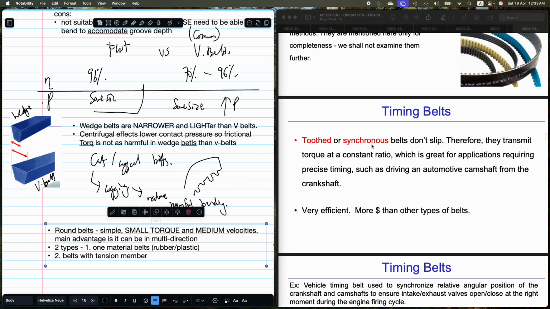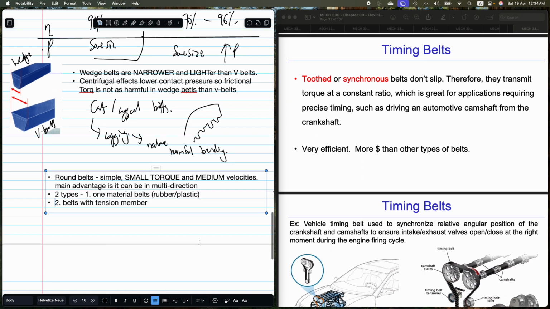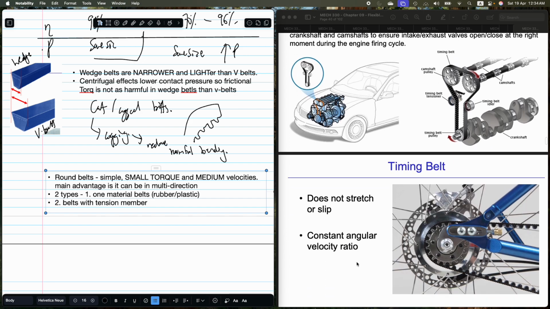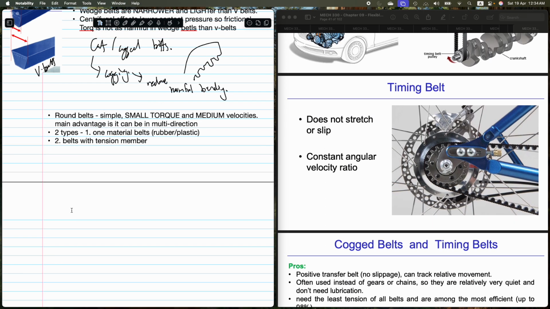Timing belts, toothed or synchronous belts, do not slip, therefore they transmit torque at a constant speed, which is great for applications requiring precise timing, such as driving an automotive camshaft from the crankshaft. Very efficient, more expensive than other types of belts. So okay, this is the main thing from timing belts, does not slip. Okay, so let's write that down.